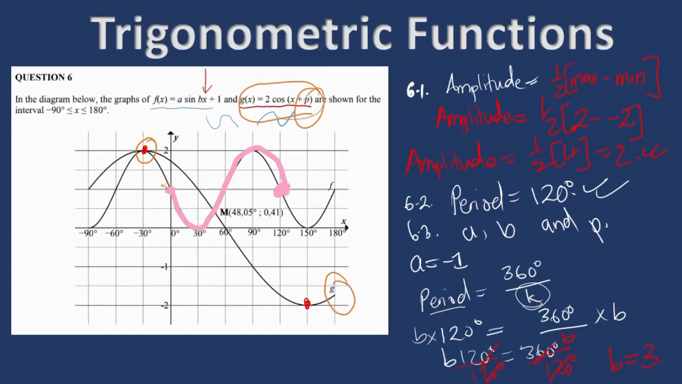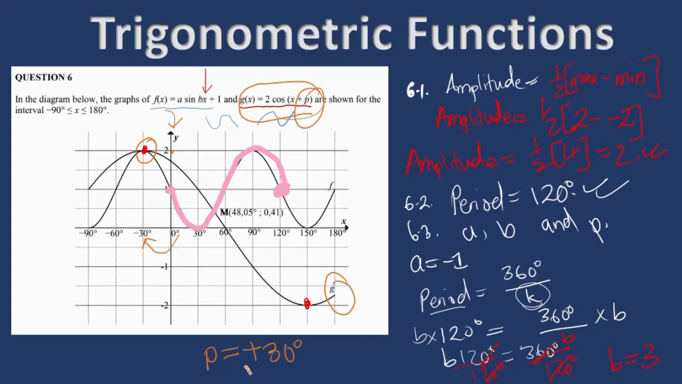Right, where does the highest point happen? Instead of happening at the y-axis, the highest point now happens 30 degrees later, right? So which means this graph, instead of starting on the y-axis, was shifted 30 degrees to the left. Now when the graph is shifted 30 degrees to the left, our p value becomes a positive 30 degrees.